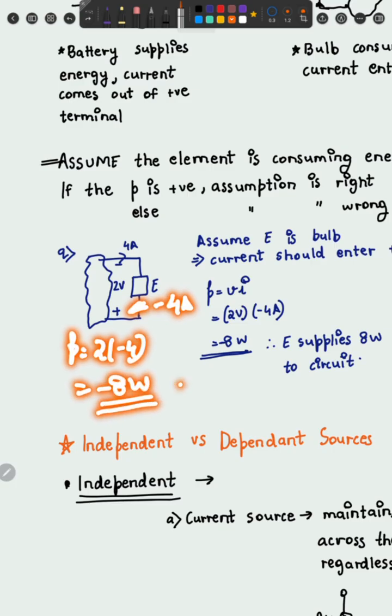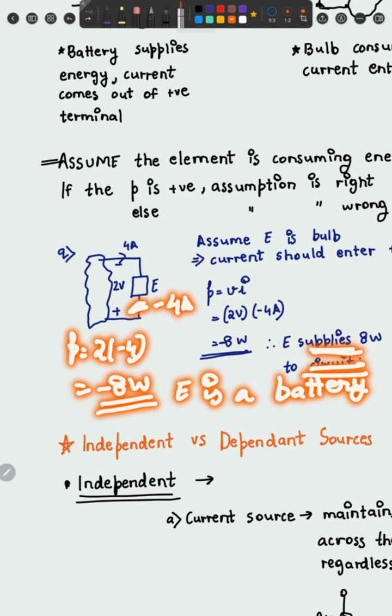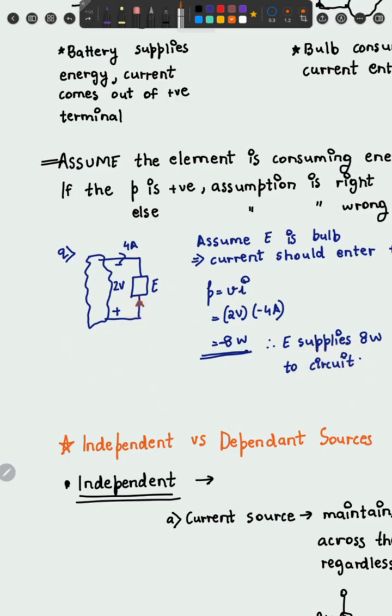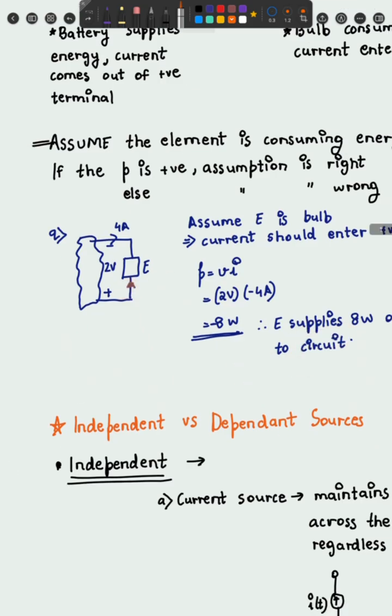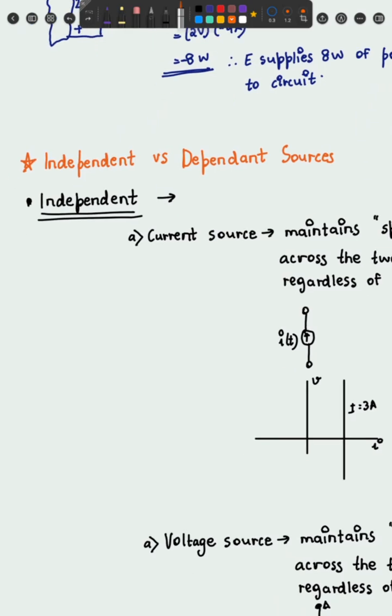Because this is minus, that means E is a battery, or an element that is supplying energy to the circuit. Am I clear? We need to solve numericals, and hopefully at that time you'll understand. Now we have independent and dependent sources.